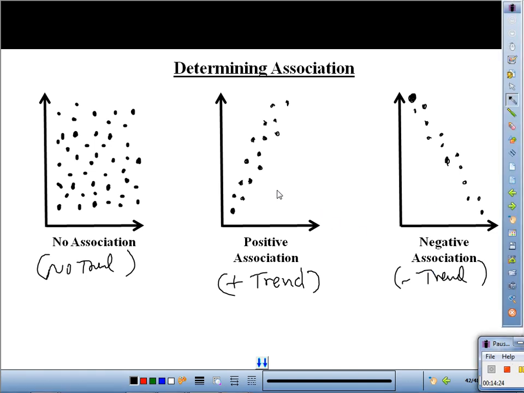So we have a positive association because it's going from left to right and it's going up. All the pattern is following that way. This one's following this way and it's a negative association, negative trend. This one has no trend.